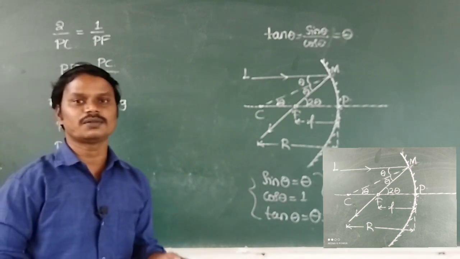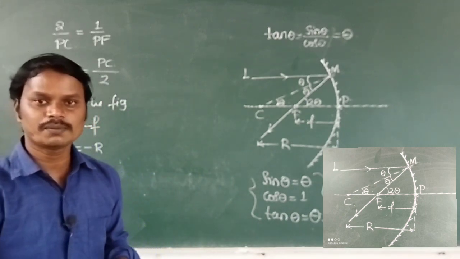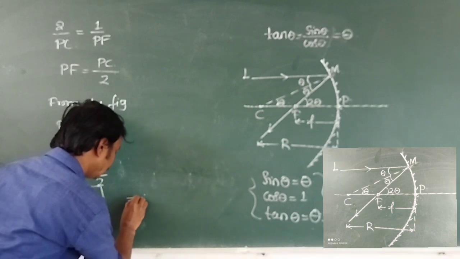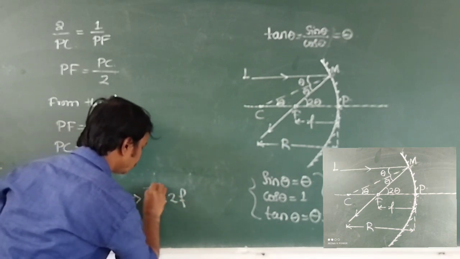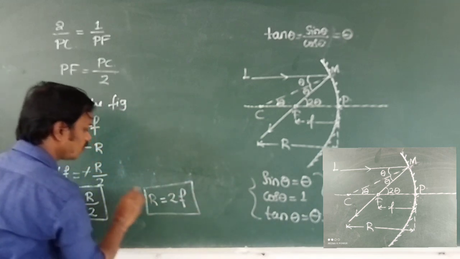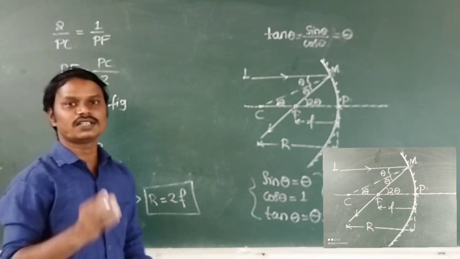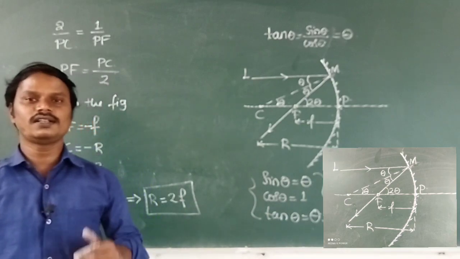What is the relation here? The focal length is half of the radius of curvature, or the radius of curvature is 2 times the focal length. So this is the derivation for the relation between the focal length and radius of curvature.